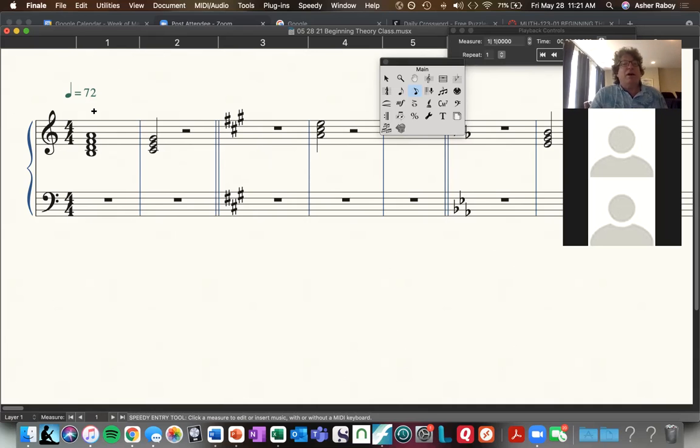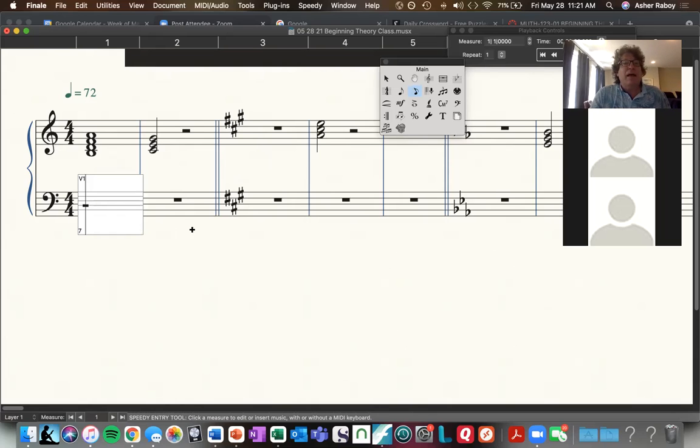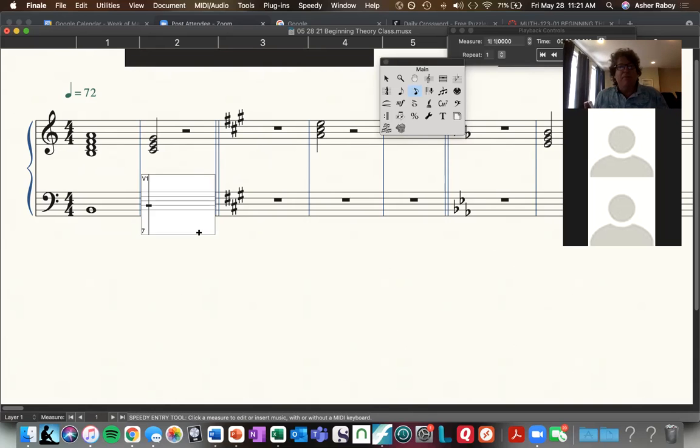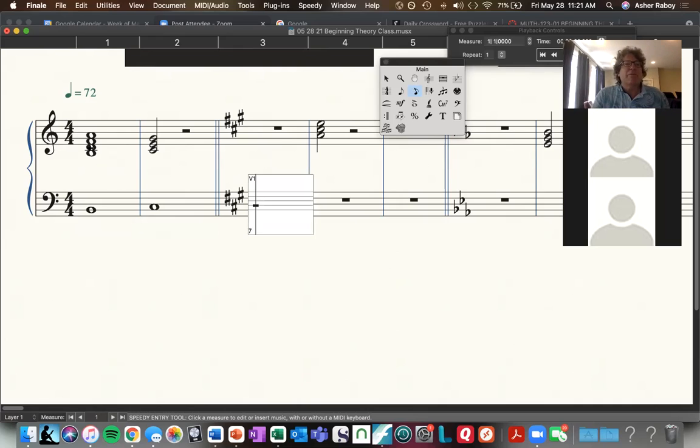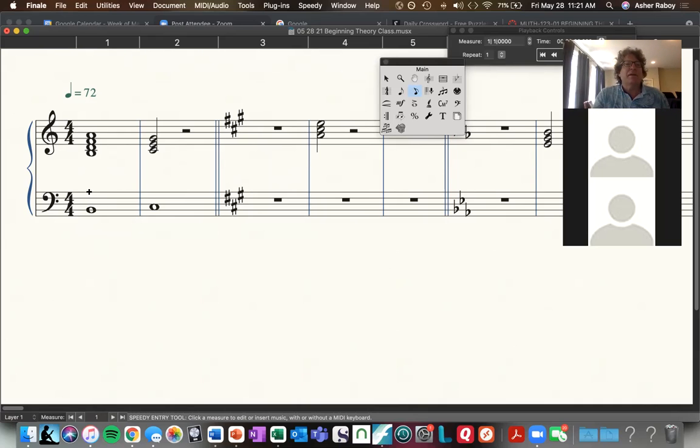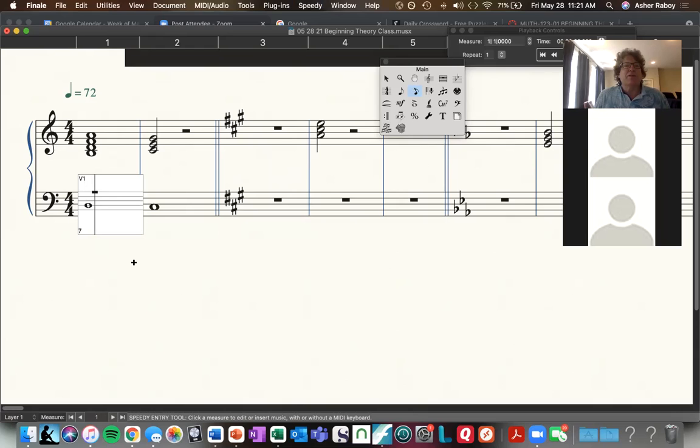It's pretty straight ahead. Now, if I want to do this in four parts, I would probably do something like this. B to a C in the bass, that would take the B out of here. Then the tenor would have to be up close spacing, so I would probably use the D just like it is here.